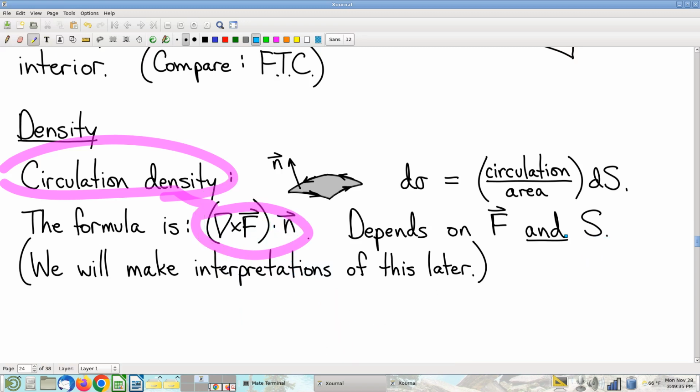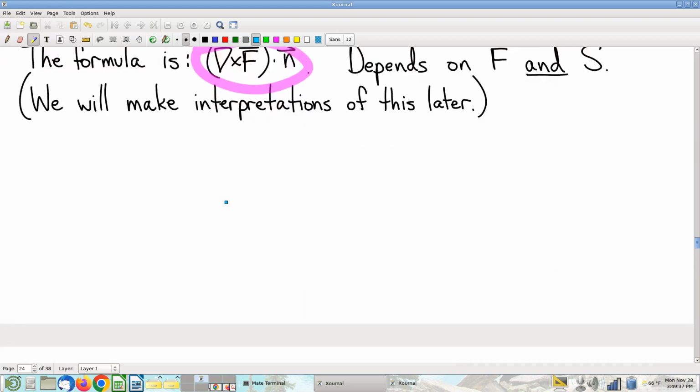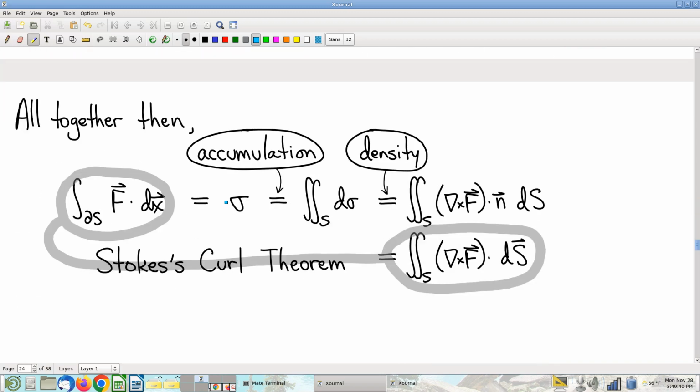Alrighty. So we are now ready to put it all together. Circulation is an object of interest. Boundary circulation, of course. It accumulates, as we showed. So we can chop it up into little pieces, and the whole is the sum of the parts. Also, as a result of the fact that it's an accumulating quantity, I can talk about its associated density.